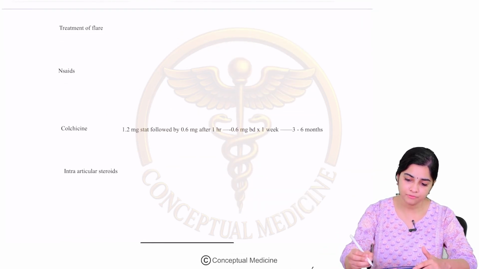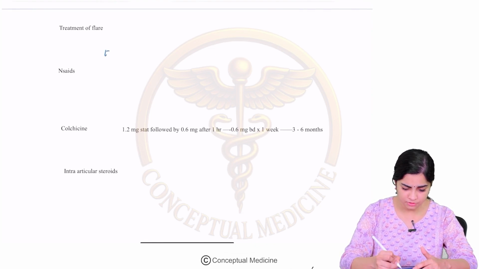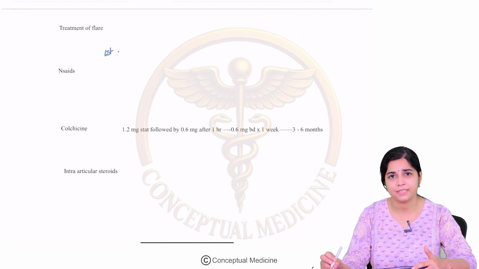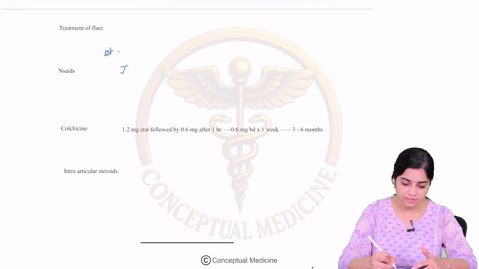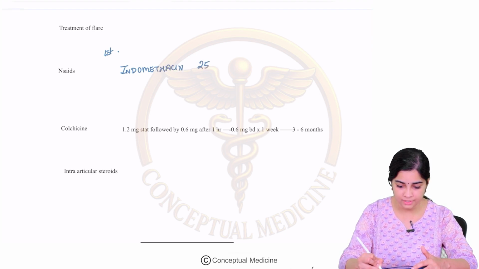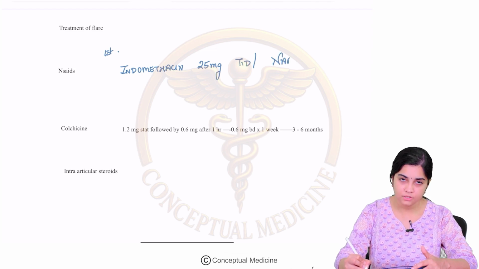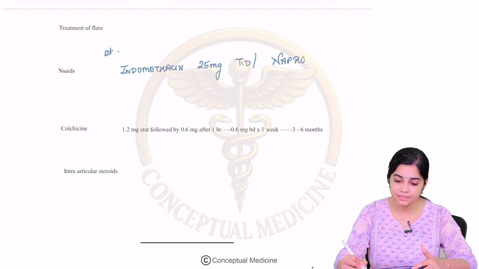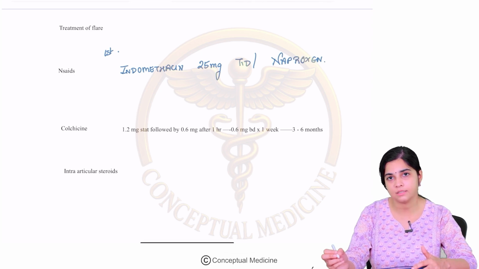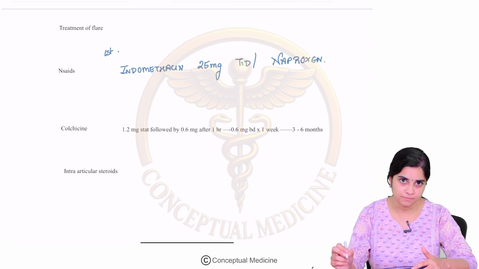So for treatment of the flare, the first line of choice would be NSAIDs. Okay? The drug of choice is indomethacin, given as a 25 mg TID dose, or naproxen. All of these NSAIDs have anti-inflammatory properties. So these are the drugs that can be used, right?